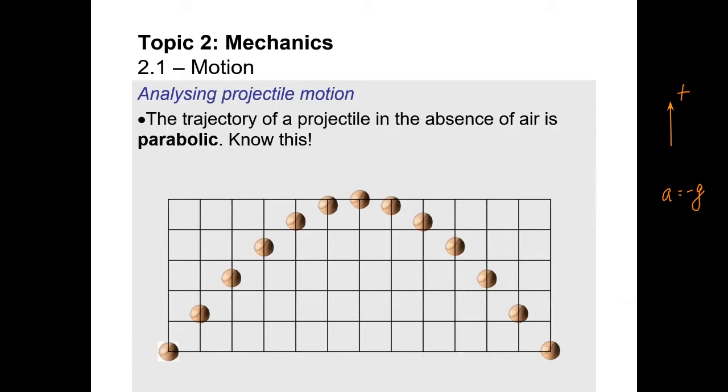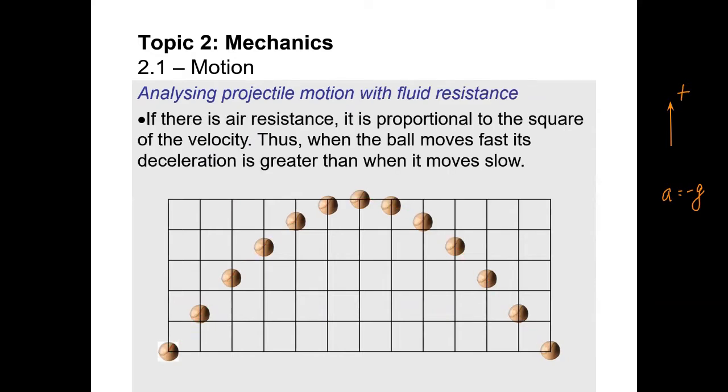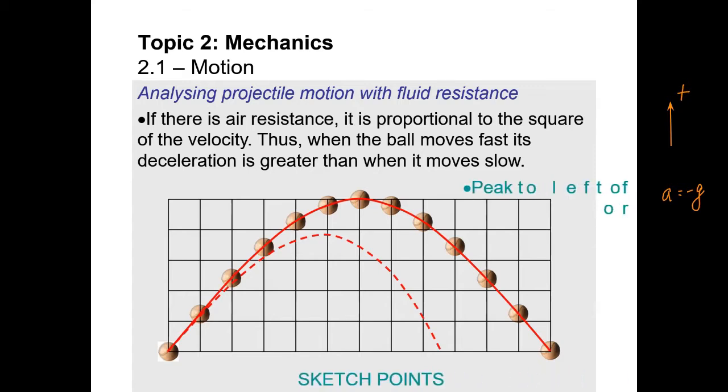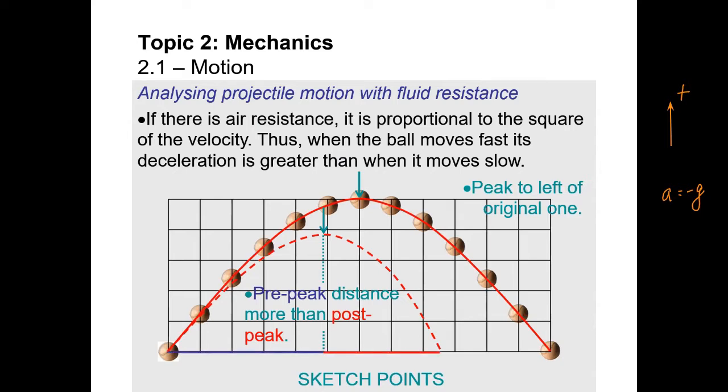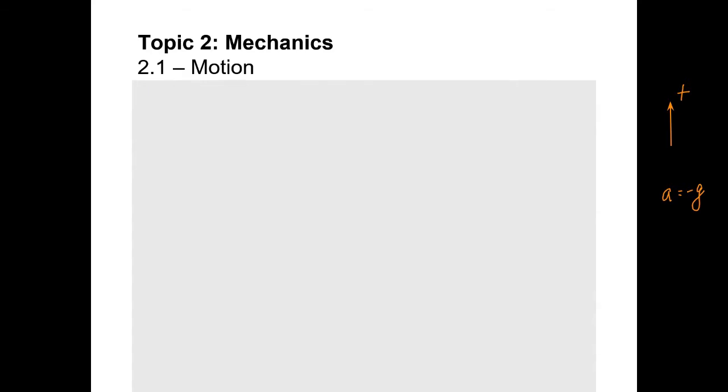The trajectory of a projectile in absence of air is parabolic. If there is air resistance, it is proportional to the square of the velocity. And thus, when the ball moves fast, its deceleration is greater than when it moves slow. There are two things we need to pay attention to. Peak to the left of the original one. And pre-peak distance more than post-peak distance. The blue section is longer than the red section.